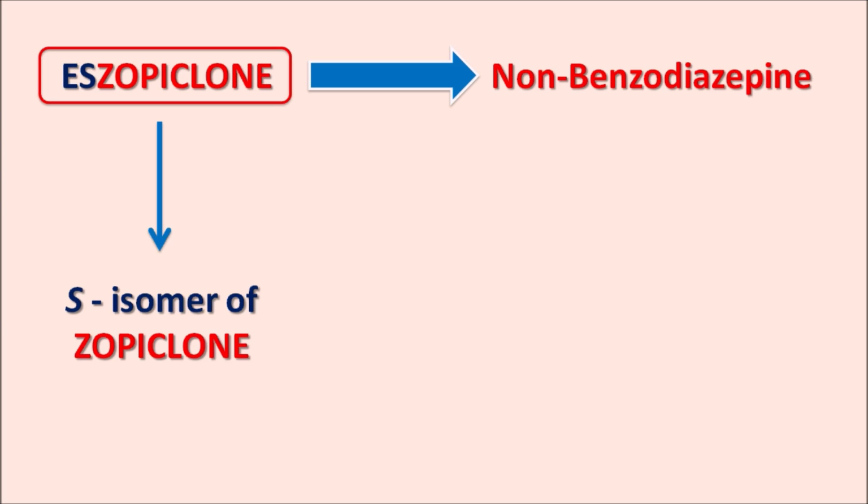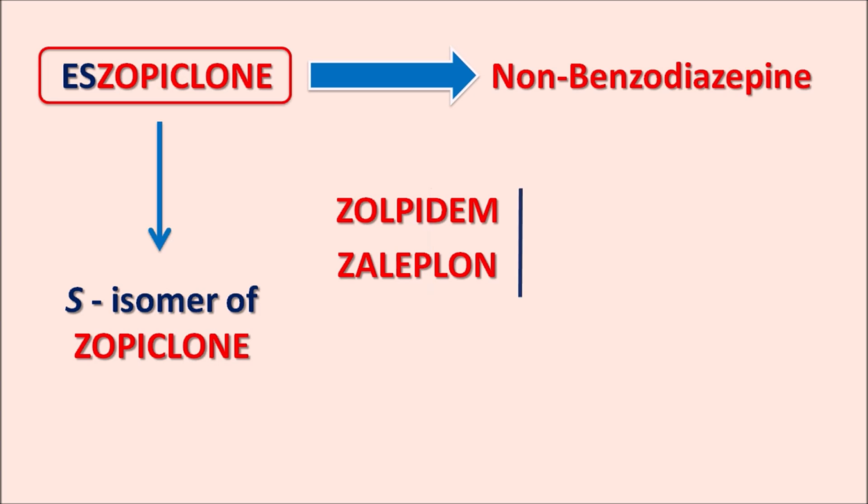Zopiclone is a non-benzodiazepine, and within this category we have a few other drugs like zolpidem and zaleplon. All these drugs start with the letter Z, so they are collectively called Z-hypnotics. They are chemically not related to benzodiazepines, but still they act like benzodiazepines. That's why they are called non-benzodiazepine hypnotic agents. Among these drugs, Zopiclone is available as a stereoactive compound, and the S-isomer of Zopiclone is called S-Zopiclone.